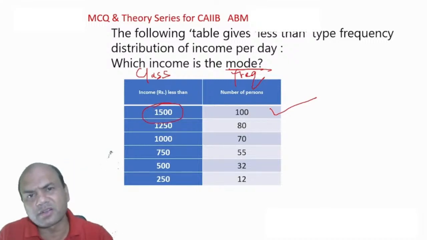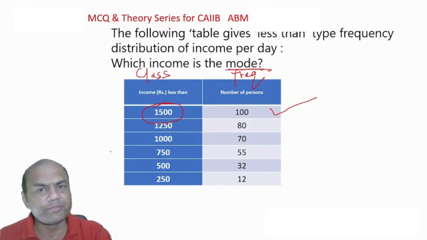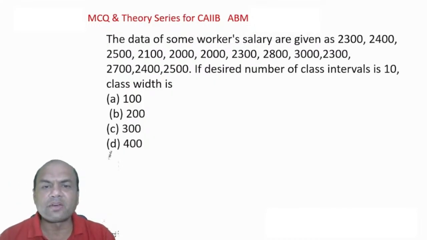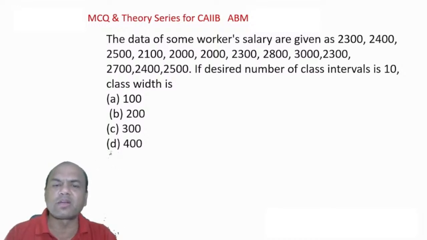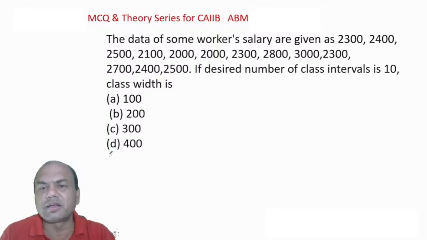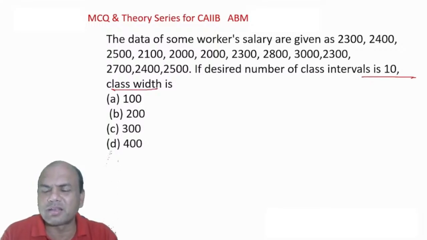Simple, isn't it? In exam, if you get such numericals, it is just a cakewalk for you. Okay. The data of some workers is given, 2300. All these numbers are given. If the desired number of class intervals is 10, what is the class width? Now this you might have done earlier.